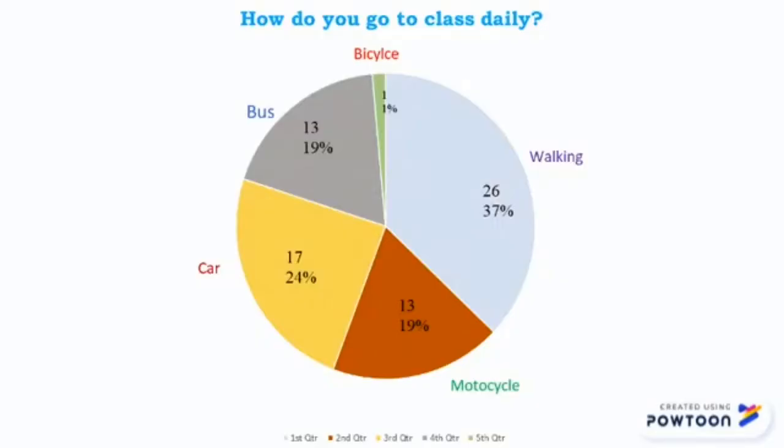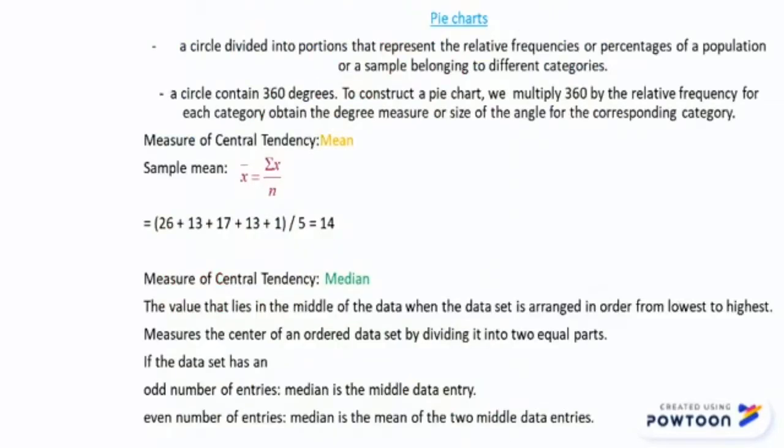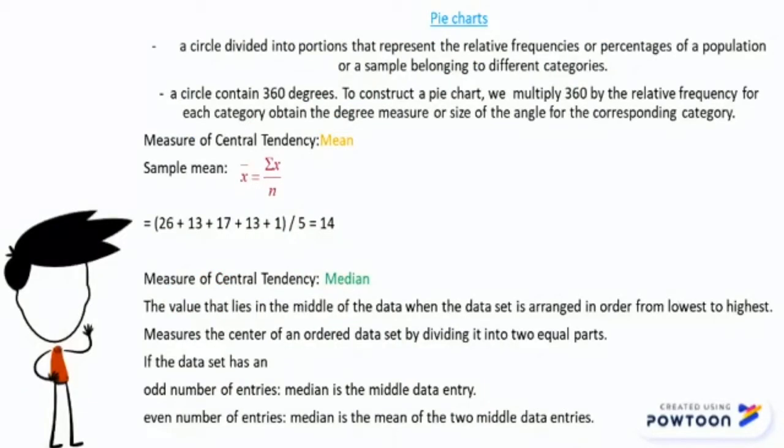Here I will show you the pie chart of the ungrouped data. The title of the pie chart is How Do You Go to Class Daily? A pie chart is a circle divided into portions that represent the relative frequencies or percentages of a population or a sample belonging to different categories. A pie chart is also a circle that contains 360 degrees.